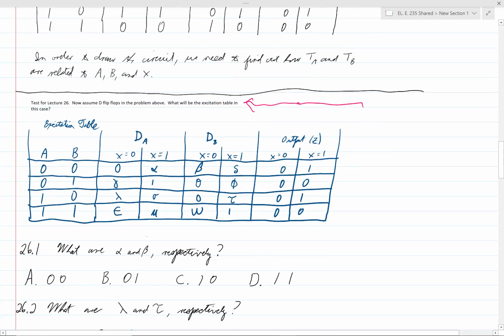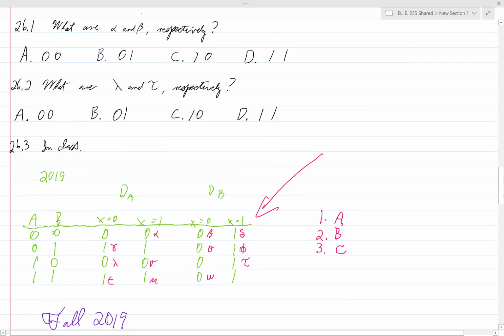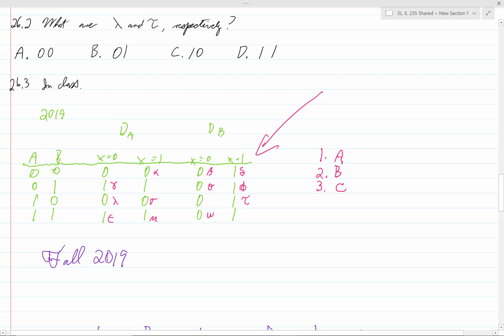And we found out that in what our test 26 was about was if we used D flip-flops for A and B, then the excitation table should look like this. That was what we determined in test 26.